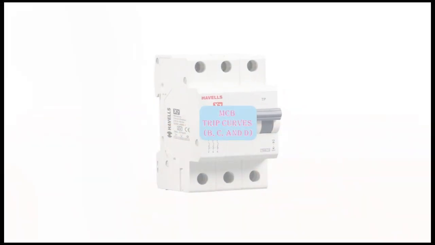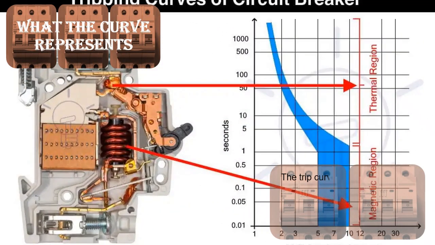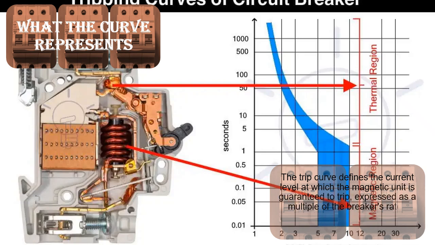What the curve represents. The trip curve defines the current level at which the magnetic unit is guaranteed to trip, expressed as a multiple of the breaker's rated current, $I_N$. We focus on the three primary types, B, C, and D.